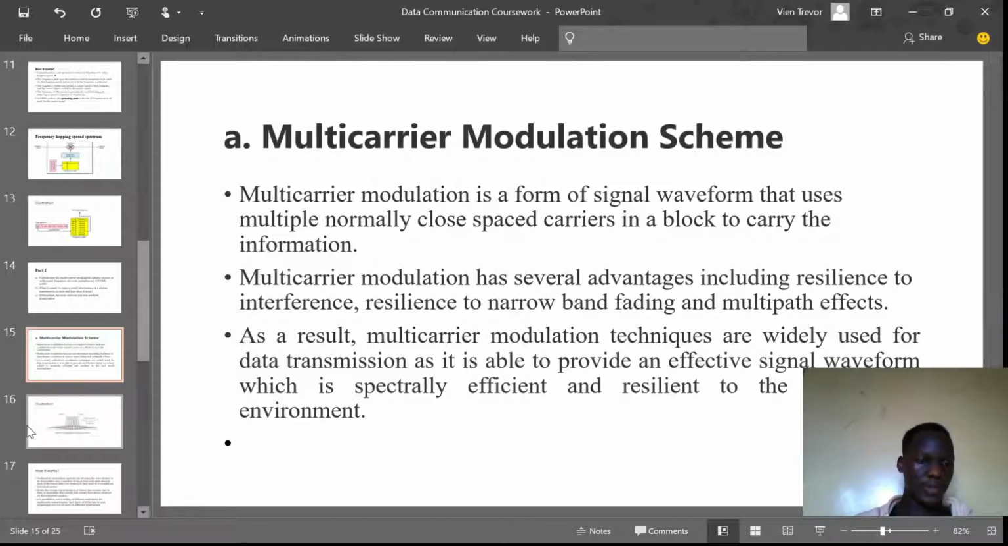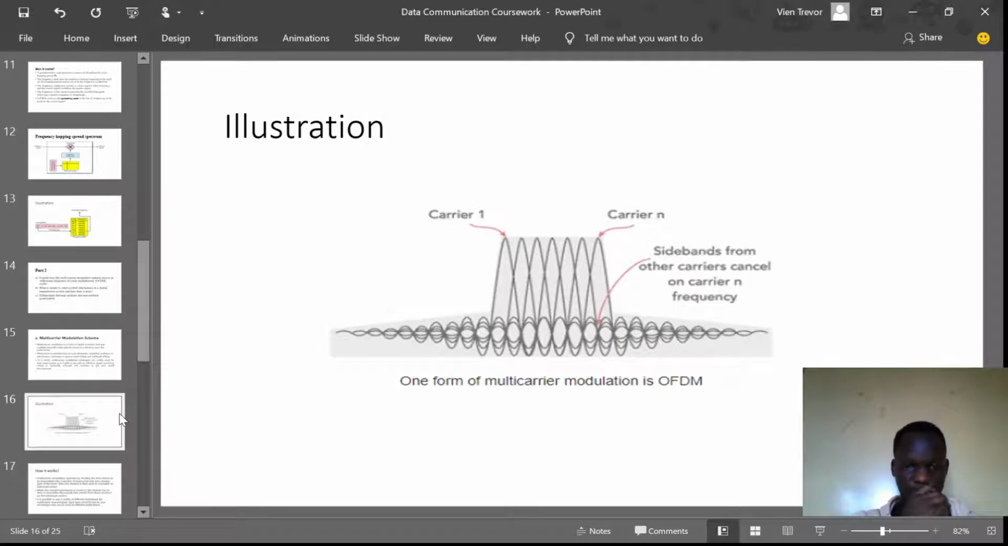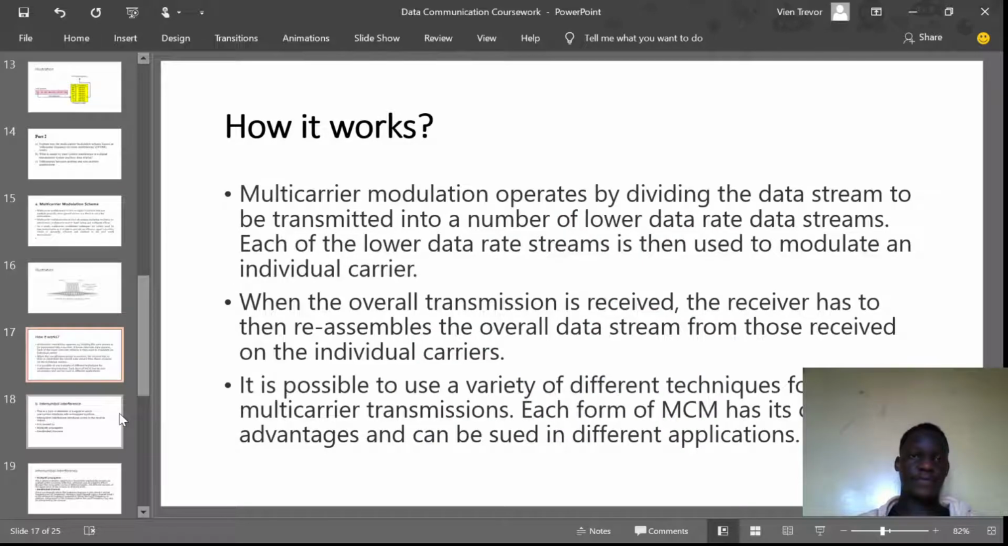Here is an illustration of the multi-carrier modulation. It shows the different carriers which are combined and put into one form. So this explains how it works. It divides the data stream into a number of lower data rate data streams. Then when the overall transmission is received, the receiver has to reassemble the overall data stream from those received on the individual carriers.